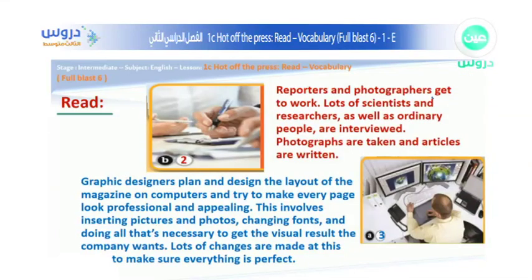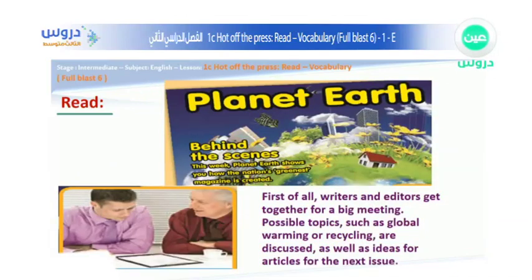Alright, Isra, you asked about photographers, people who take photos. They use the cameras to take pictures. We call these people photographers. Alright, Planet Earth, this is the name of the magazine. Yes, that is right. That is the Arabic, Isra. Behind the scenes, this is what people don't see, don't know about how to make this magazine. This week, Planet Earth shows you how the nation's greenest magazine, we call it Green Magazine because it's about the environment. Green means friendly to the environment.